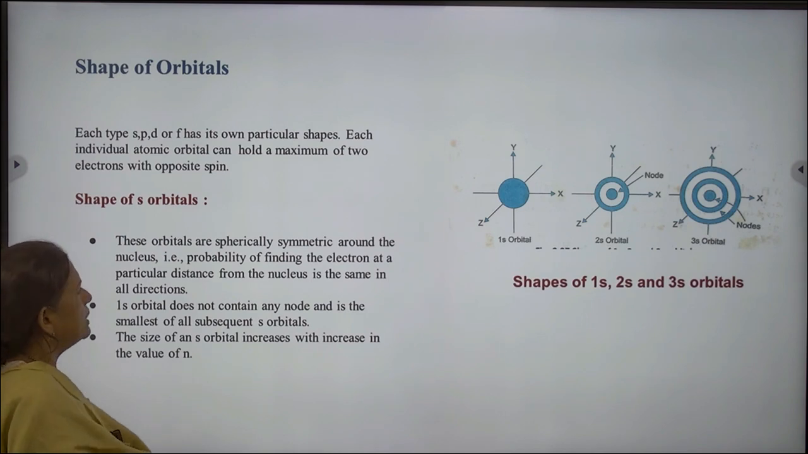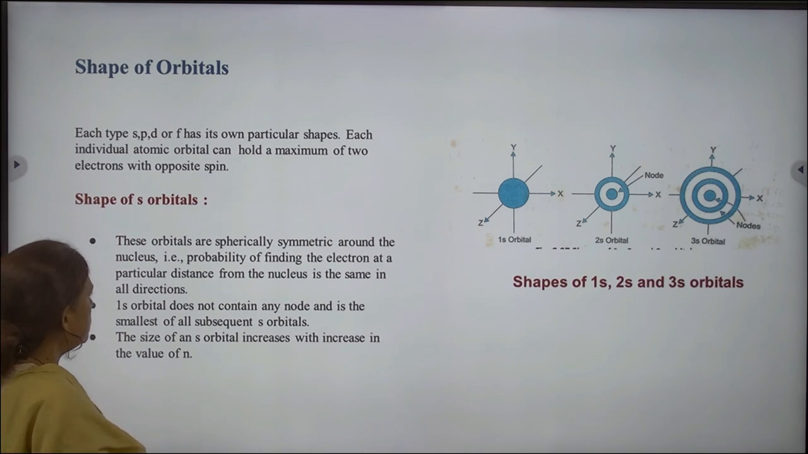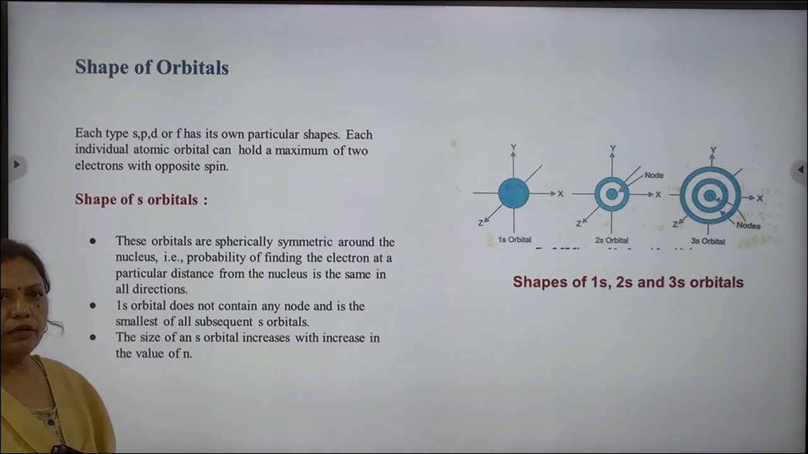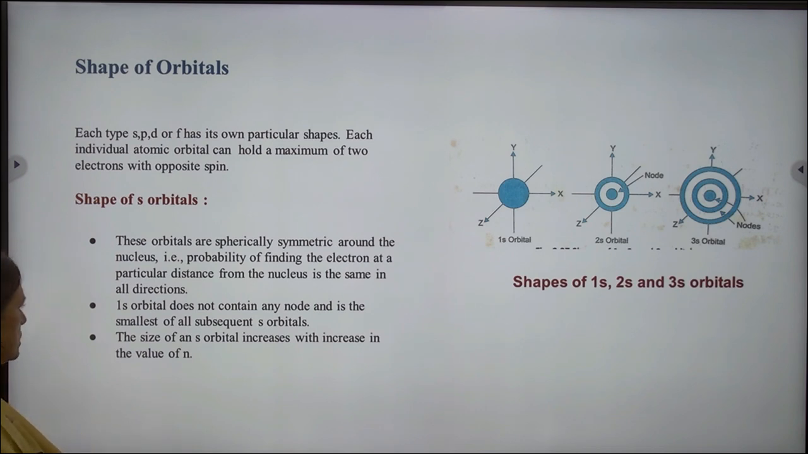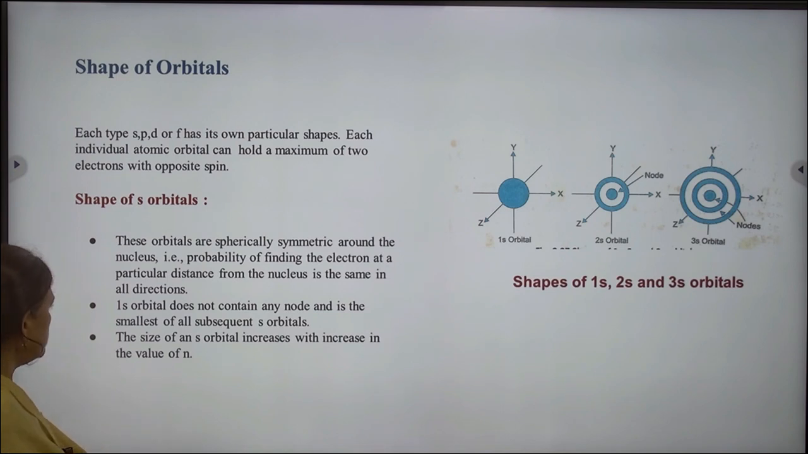Shape of s orbitals. These orbitals are spherically symmetric around the nucleus. That is, probability of finding the electron at a particular distance from the nucleus is the same in all directions. 1s orbital does not contain any node and is the smallest of all subsequent s orbitals. The size of an s orbital increases with increase in the value of n.